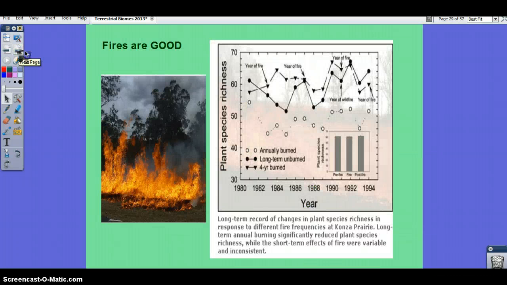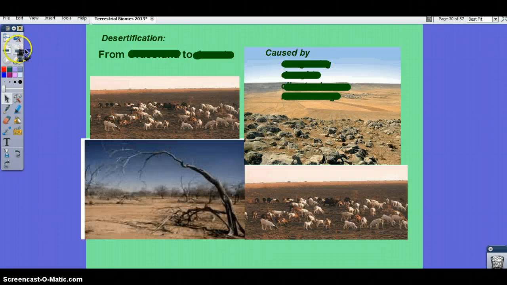Fires are actually a good factor of this biome, because they should happen sporadically, not so often, but the fire actually helps regenerate soil. All the decomposition that takes place after will bring nutrients back to the soil and revive the biome.